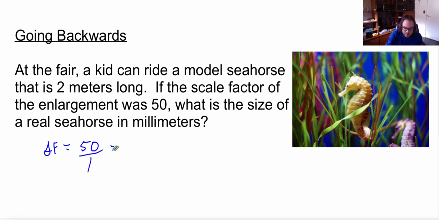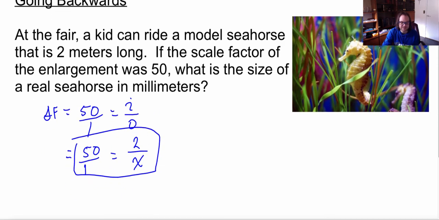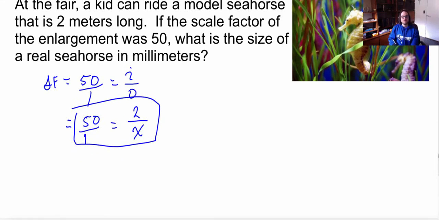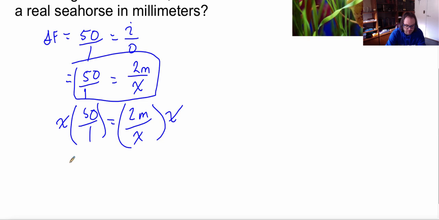Now remember, my scale factor is my image over my original. Now we know my image is 2 meters long. So now when we write this, we have my proportion. So we're just going to go like what we did at the very beginning of class and solve for x. So my problem here is my x is in my denominator, and I need my x to be in the numerator. So what I'm going to do is I'm going to multiply both sides by x. Now I'm left with 50x is equal to 2. So next I'm going to divide both sides by 50.